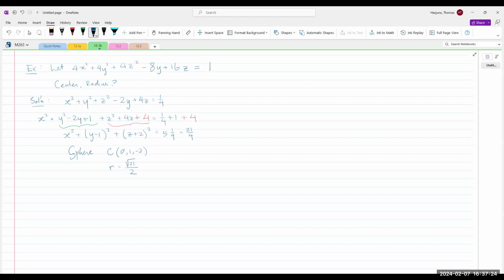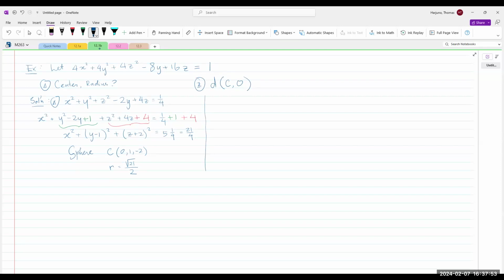Okay, we can answer some more questions. For example, maybe I go with another follow-up question. So that's for part A. Part B, what is the distance from the center to the origin? How far is the center from the origin?